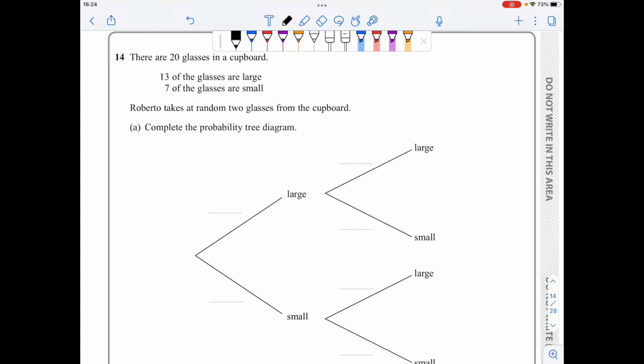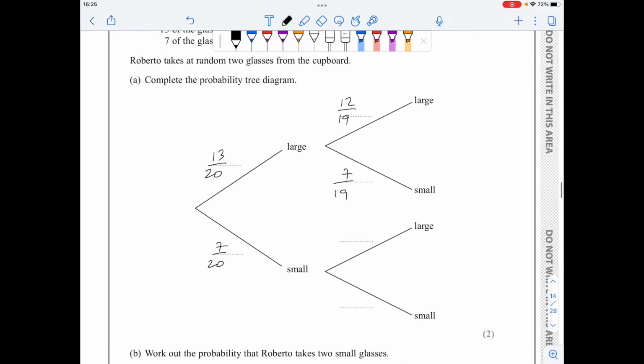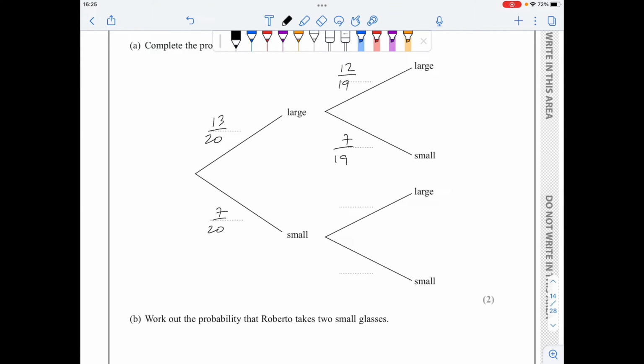For question 14, part A, I need to complete the tree diagram. Now, probability of getting a large one is 13 over 20, which means 7 over 20 is the probability of getting a small one. Now, if the first one is large, there are 12 out of 19 large ones and 7 over 19 small glasses.